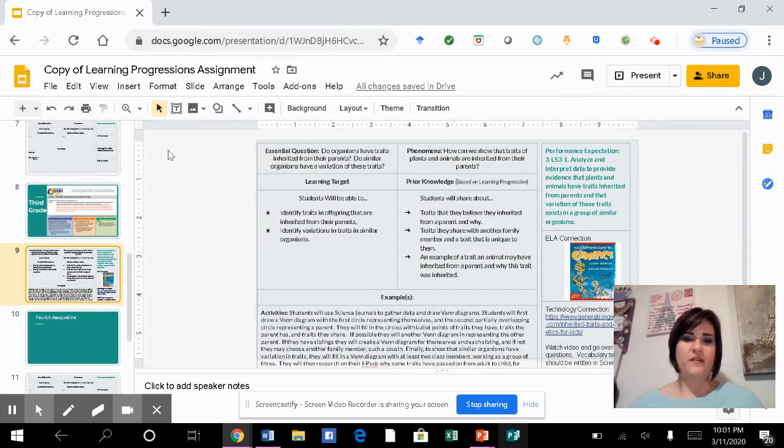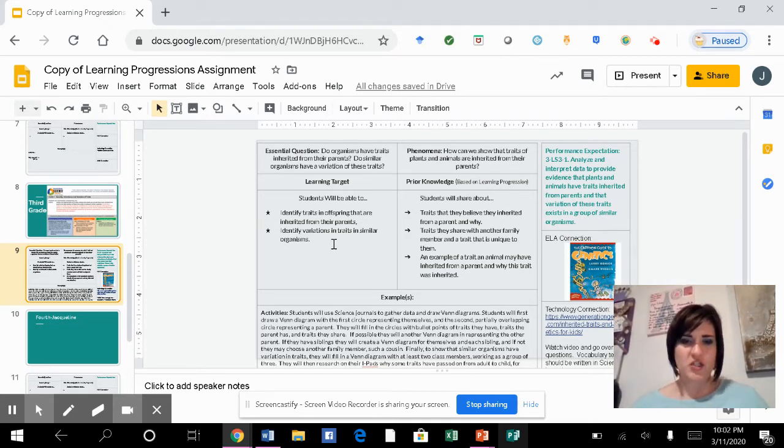So building upon this, we are now looking at how organisms have traits inherited from parents. Do similar organisms have variations of these traits? And this is in conjunction with the phenomena of how plants and animals inherit traits from their parents in order to ensure their survival.